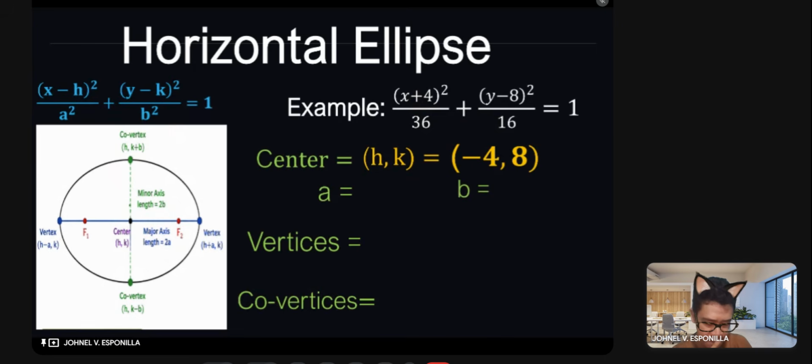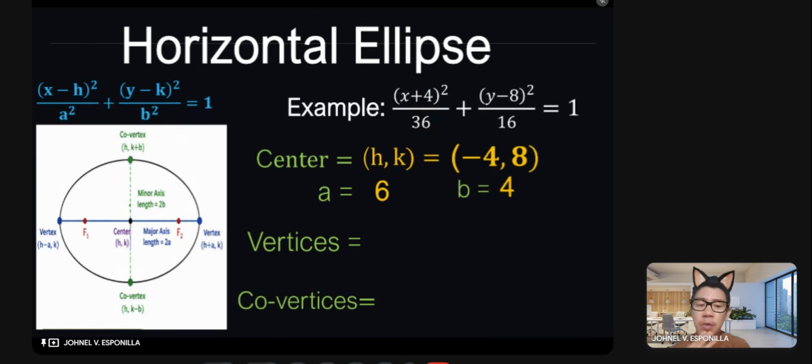Next sa A naman, again kunin natin yung square root ni 36 and that is 6. Tapos kunin natin yung square root ni 16 and that is the value of B. And square root of 16 is equal to 4. So meron na tayong center, A and B. So again po yung A po natin is from the center to the vertex. Okay, so gitna papuntang right or gitna papuntang left, that is your A. Yung B naman natin dito, from the center going up or from the center going down.